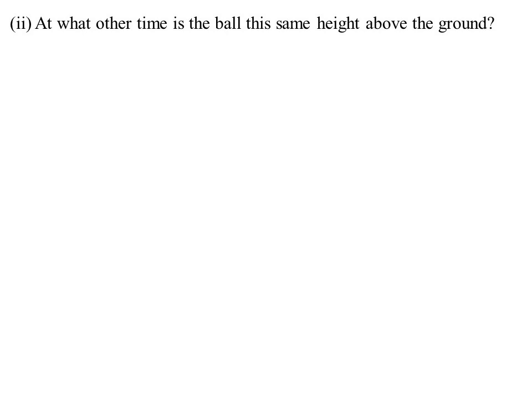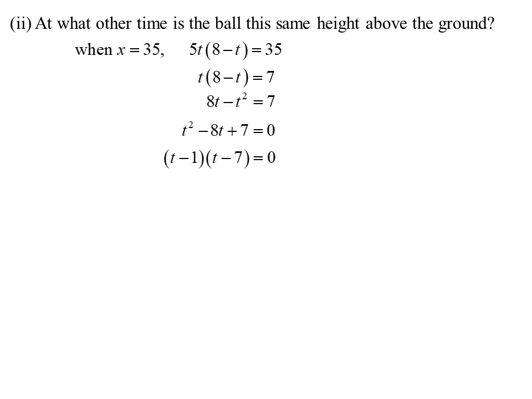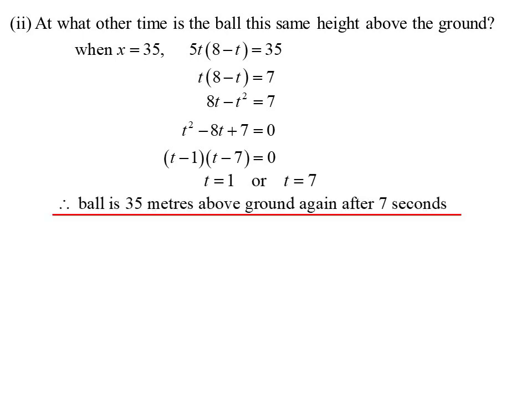At what other time is the ball the same height? Sure, if you've got your graph, you could rule a line and draw off. But again, we've got the equation, so we can say we're trying to find when x is 35. Solve this quadratic. We already know one answer, of course, which was t equals 1. The other answer is t equals 7. Again, interpret the answer. Then I know it's going to happen again after 7 seconds.